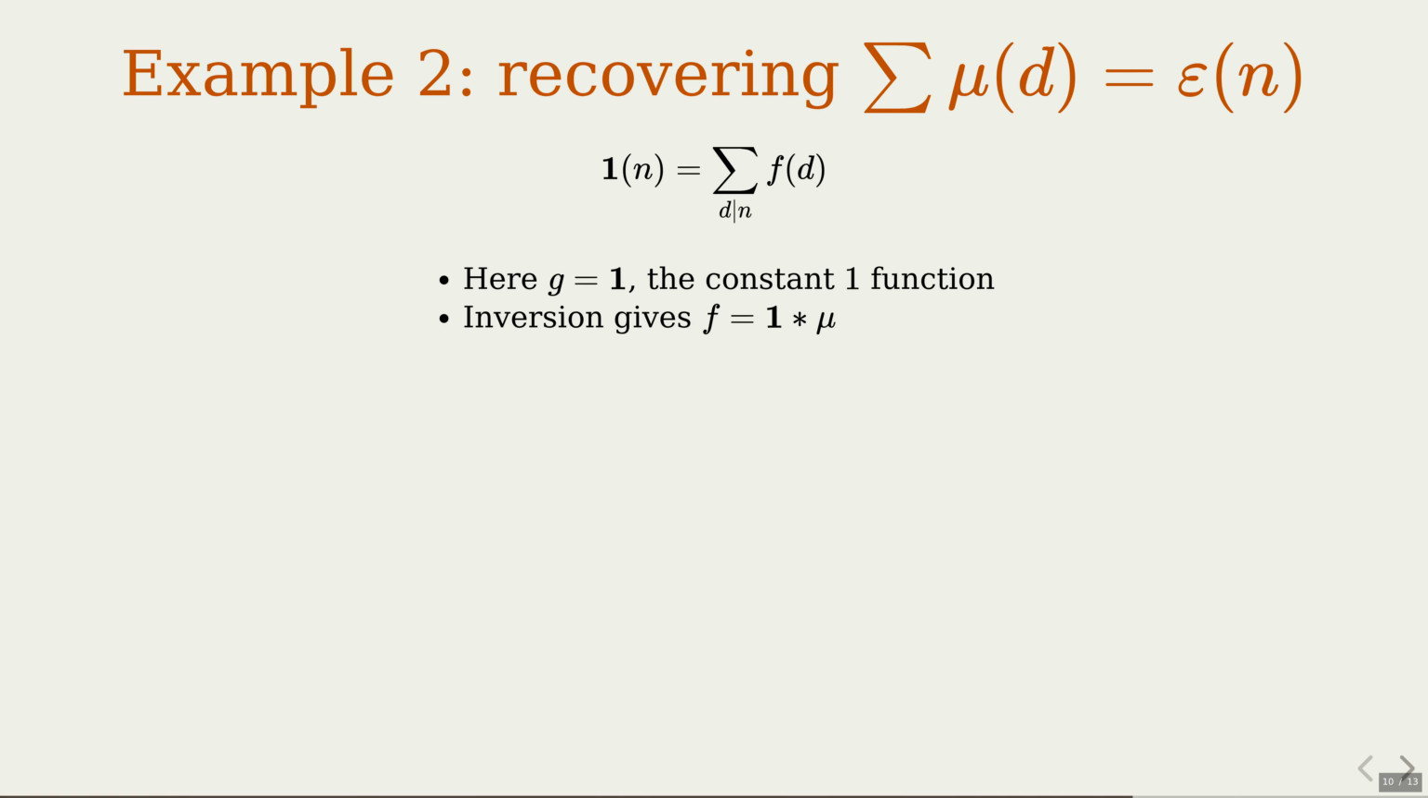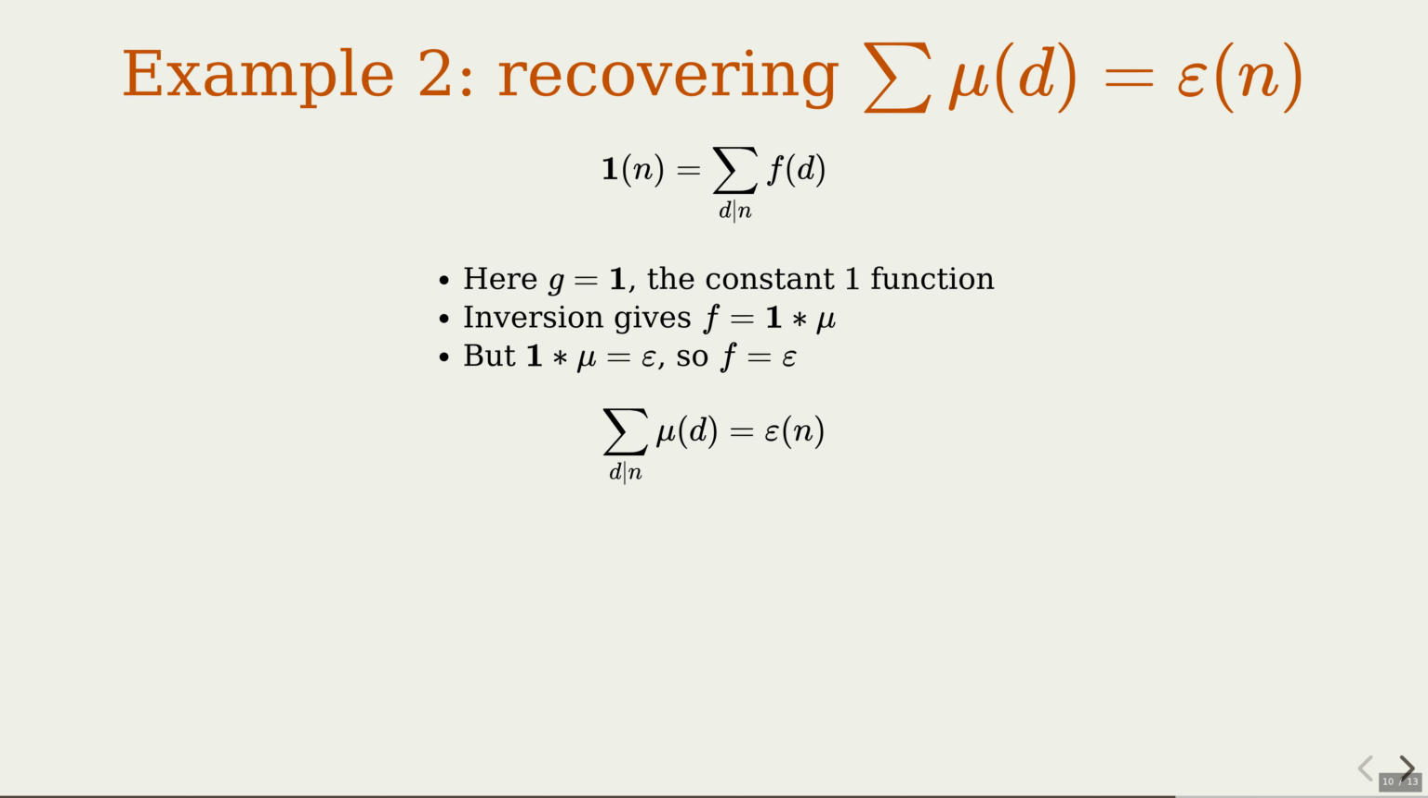Applying the inversion rule, f must be the convolution of the constant 1 function with mu. From our previous lecture, we know that 1 convolved with mu is epsilon, so the only f that works here is epsilon itself. Writing out the convolution 1 star mu at n as a divisor sum gives exactly the statement that the sum of mu of d over all divisors of n equals epsilon of n.